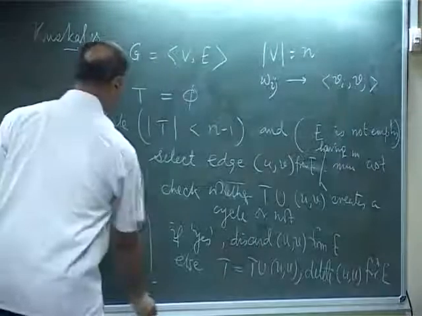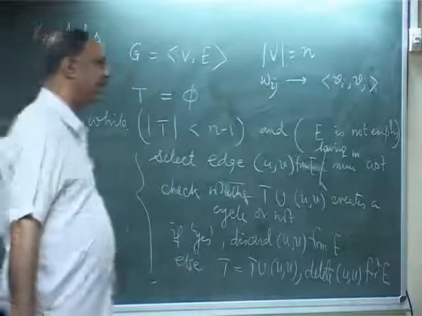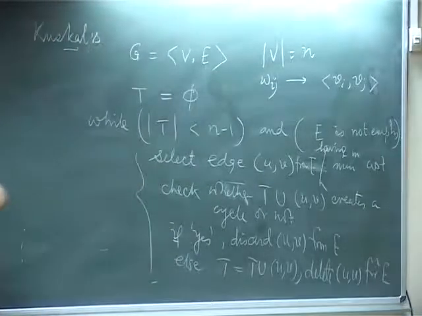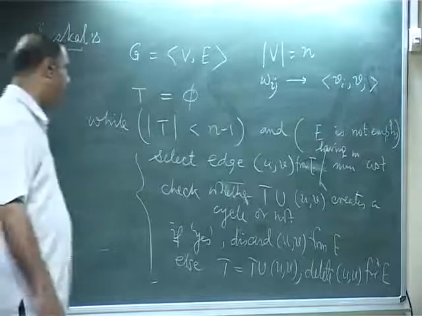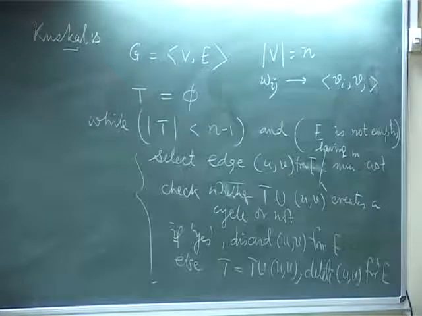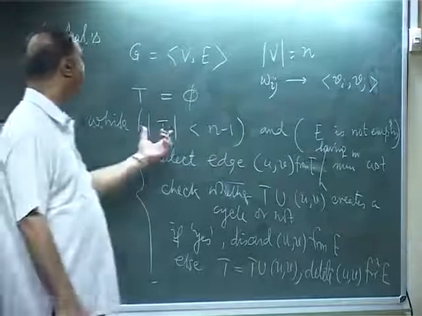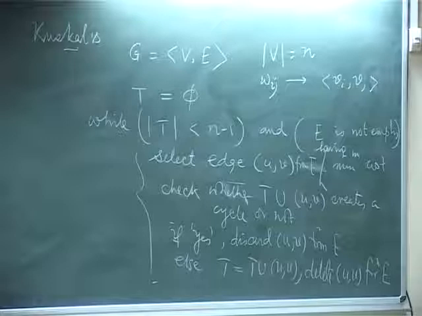So what it does? Initially T is empty, while number of edges is less than n minus 1 and E is not empty, select an edge UV from E. That edge must have the minimum cost. And then you see if I add this one here in T, it should not create a cycle. If it creates a cycle, then you discard UV from E, and otherwise you add it into the tree and then delete UV from E. Now, after coming out from this while loop, you check whether number of edges in T is n minus 1 or not. If it is n minus 1, you got the minimum cost spanning tree. So that is Kruskal's algorithm.